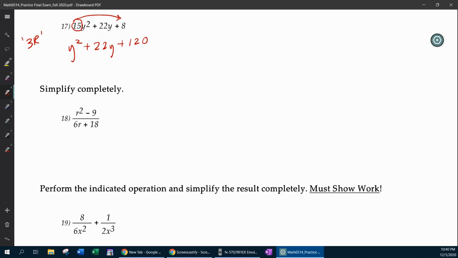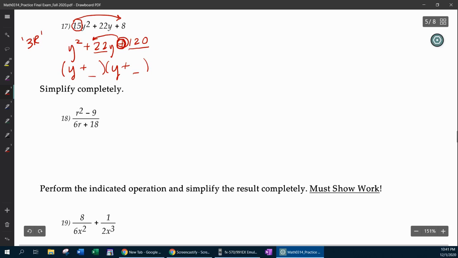And by removing the 15, I have now turned this into a standard trinomial, which is a lot easier to factor. I can read the signs. They're both going to be positive. I'm going to have a y and a y. And then the two numbers I need have to multiply to make 120 and add to make 22. And I'm thinking that's going to be 10 and 12. Check. 10 times 12 is 120. 10 plus 12 is 22.